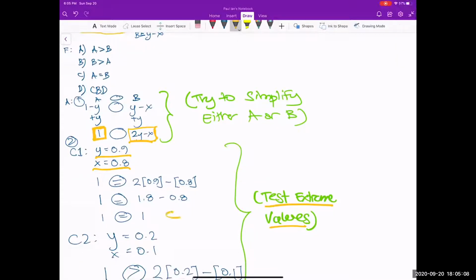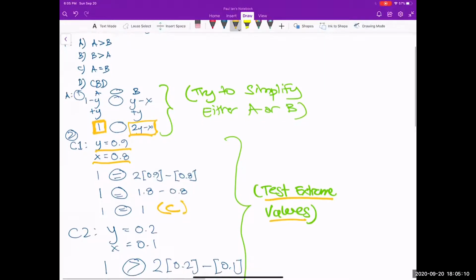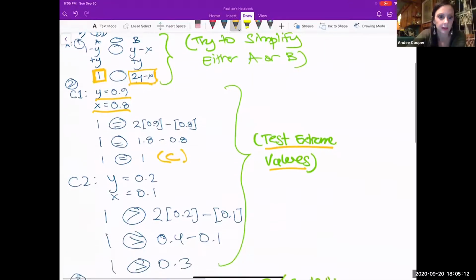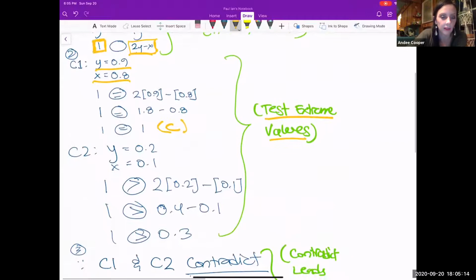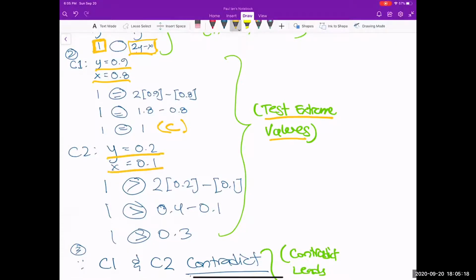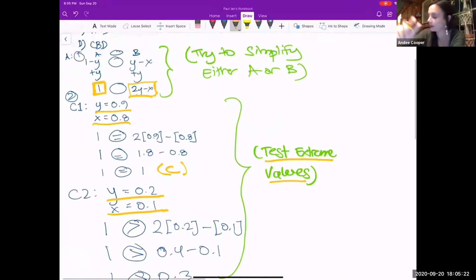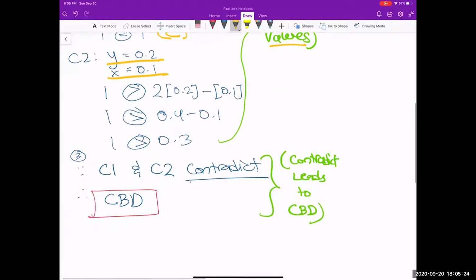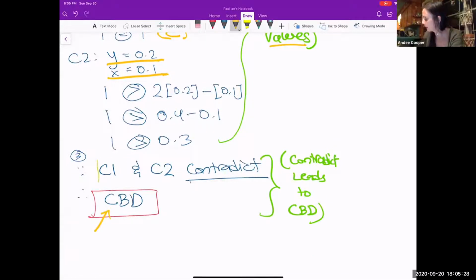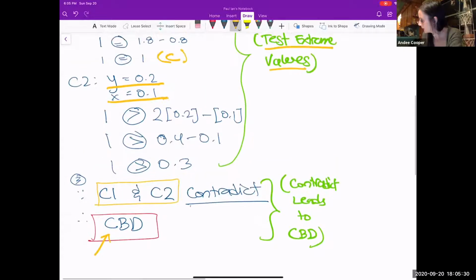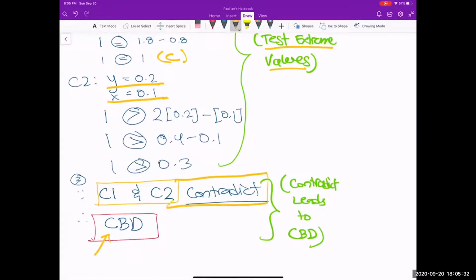So this is C. Usually they do it this way. Right, so that would be equal. But if you put in the extreme low values, what do you get? It's contradictory. So it would be D. Yep, C or D, cannot be determined. So every time you get a different answer, it's contradictory, and it's always going to be D.